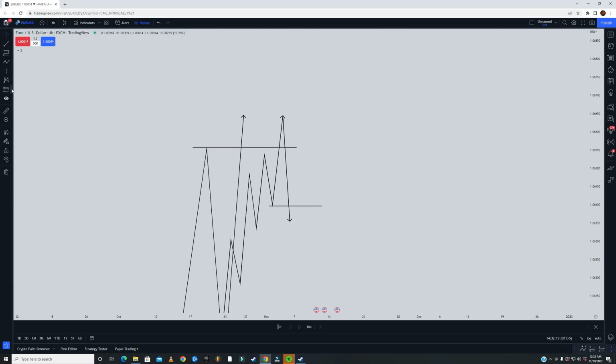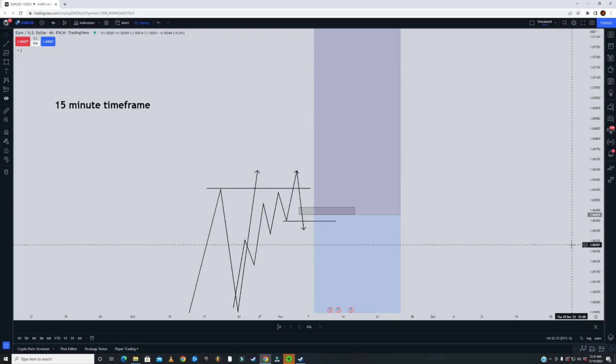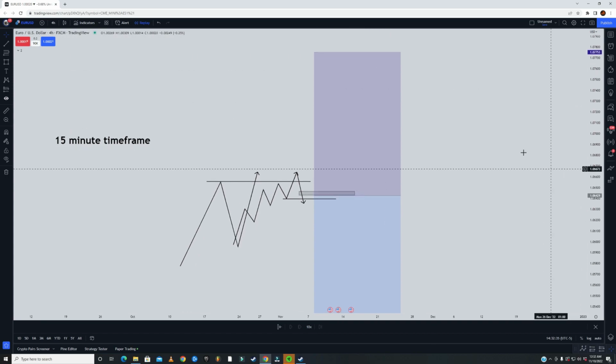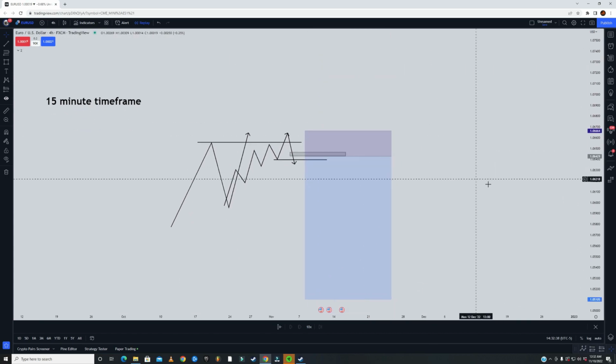You can take your entry from the closest fair value gap. I do not recommend that. If you fear missing out on the trade, then you should take your entry from the closest fair value gap and put your stop loss at the high, okay?